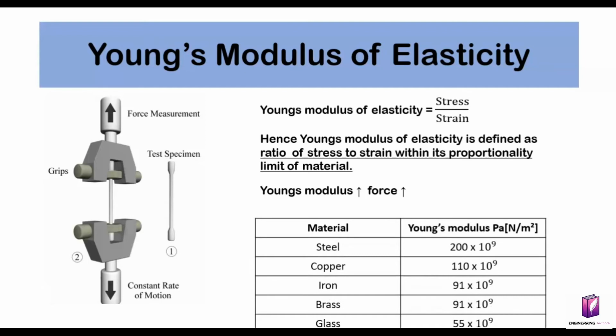The following table shows the Young's modulus values of few common materials. Steel has 200 into 10 raised to 9 Newton per meter square. Copper has 110 into 10 raised to 9 Newton per meter square. Iron has 91 into 10 raised to 9 Newton per meter square. Brass has 91 into 10 raised to 9 Newton per meter square. And glass has 55 into 10 raised to 9 Newton per meter square.